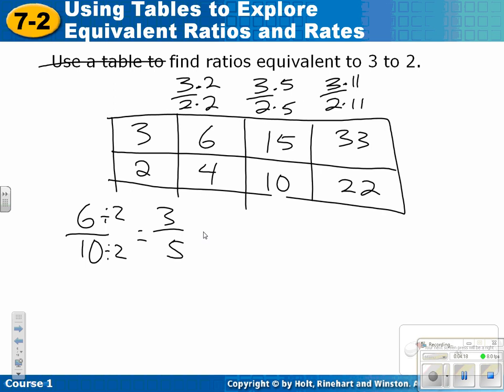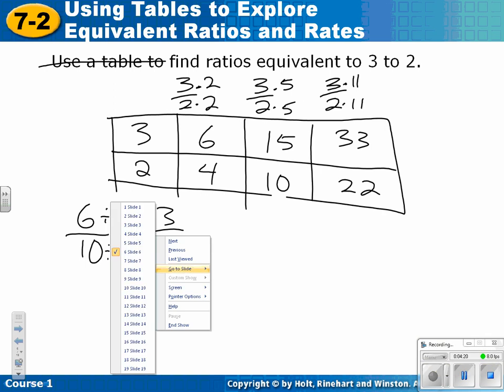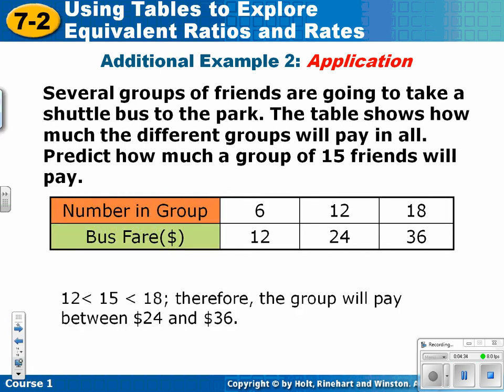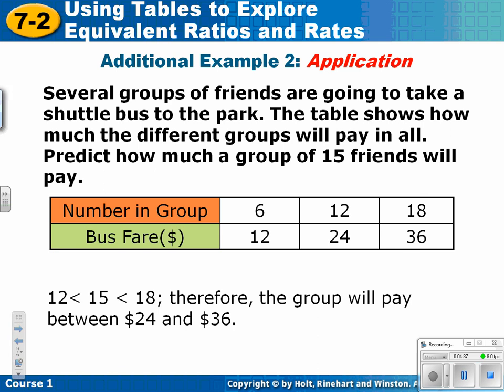All right. The second part of this lesson has to do with unit rate. It says several groups of friends are going to take a shuttle bus to the park. The table shows how much the different groups will pay in all. Then we need to know how many a group of 15 will pay. Now, if you look at this, you got 6 people pay $12, 12 people pay $24, 18 people pay $36. Right here, down on the bottom here, it says 12 is less than 15, which is less than 18. Therefore, the group will pay between $24 and $36.